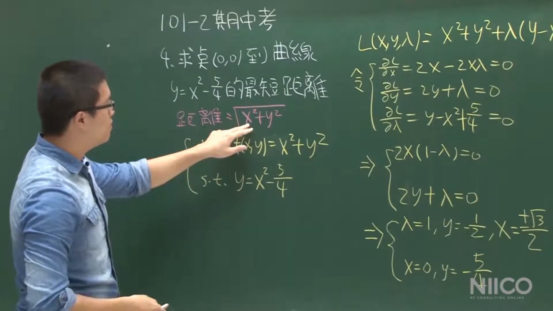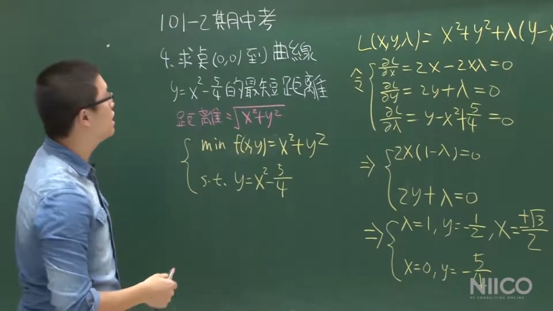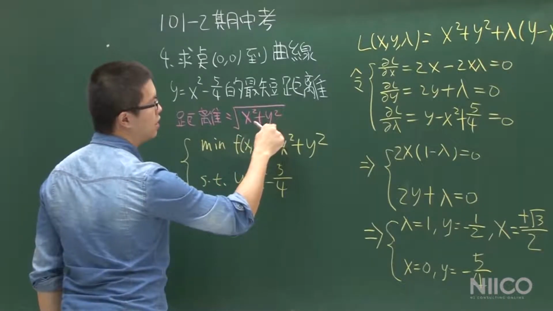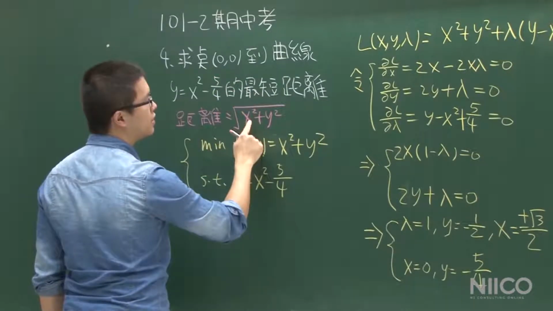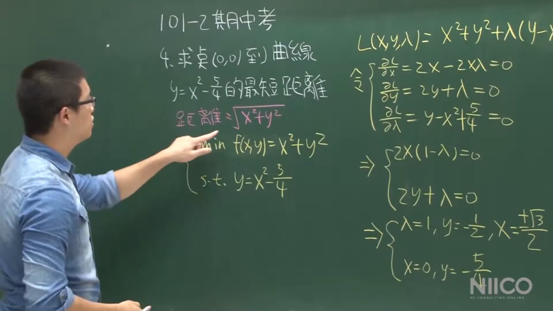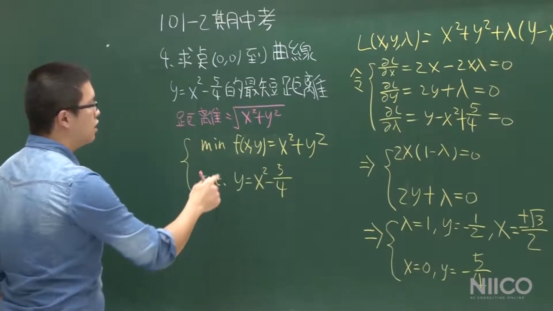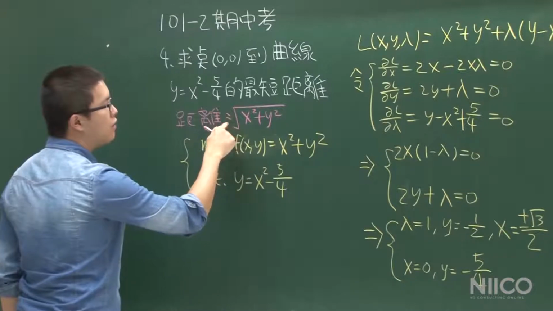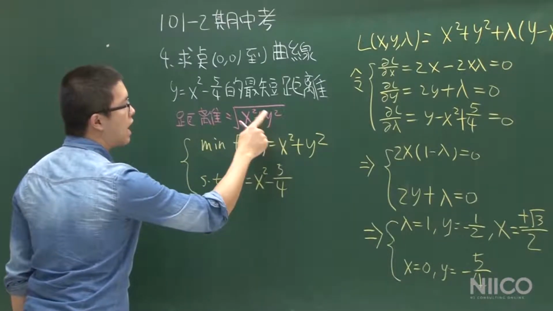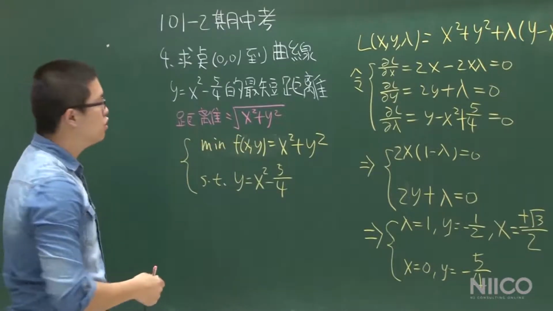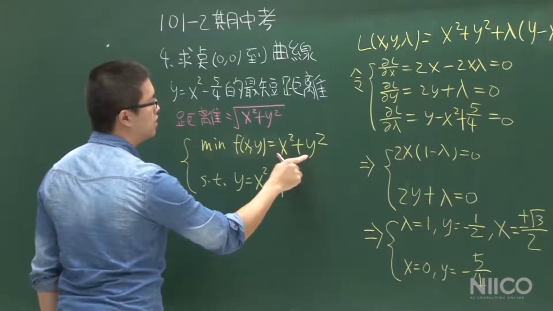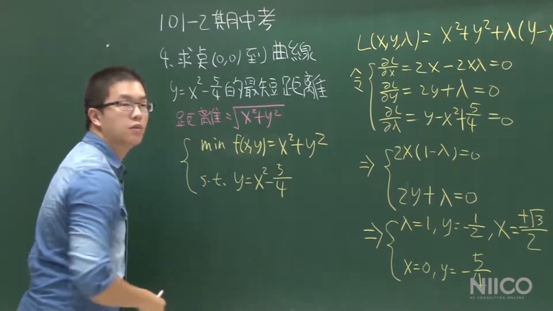Now when this distance has a minimum value, it is definite that x squared plus y squared is also at its minimum value. So let's define the function as x squared plus y squared, because with a square root, it is much more difficult to calculate. So we have this function f of x and y equals x squared plus y squared, and we're going to calculate the minimum value of this f of x and y. This minimum value should also meet the fact that y equals x squared minus 5 over 4.